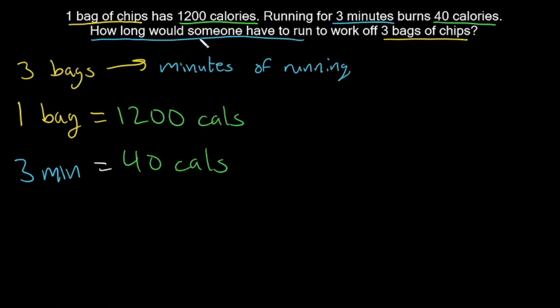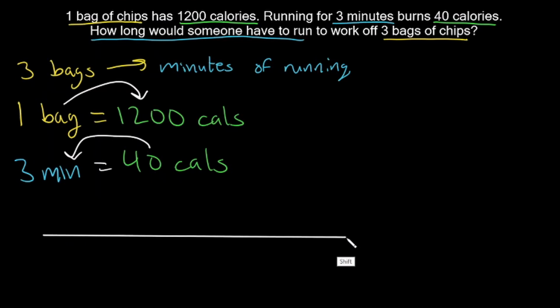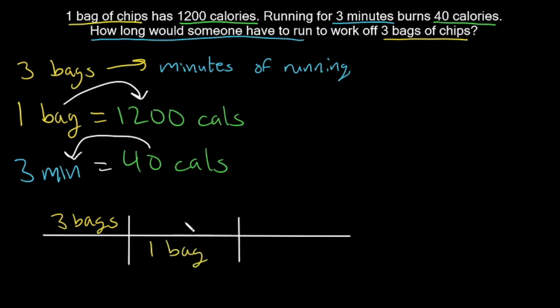We're trying to get from bags to minutes, which we don't have a conversion factor for. But just like in the last problem, we can do 2 conversions. We can go from bags to calories, and then from calories to minutes. So let's set up that conversion. So we're going to start with 3 bags. And then we're going to use this first conversion factor here, which is 1 bag is equal to 1,200 calories.